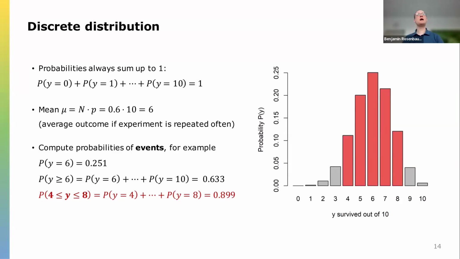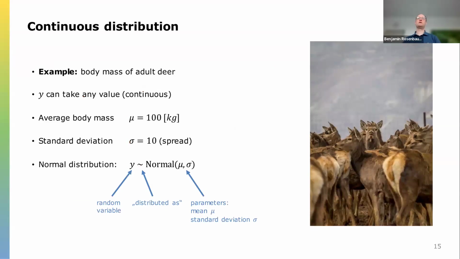Let's move on to the next class of distribution. And this is a continuous distribution. Here, the random variable is not discrete like 1, 2, 3, 4, 5, but it can take any number. Here in this case, I'm measuring the individual body mass of an adult deer. This can take any value.